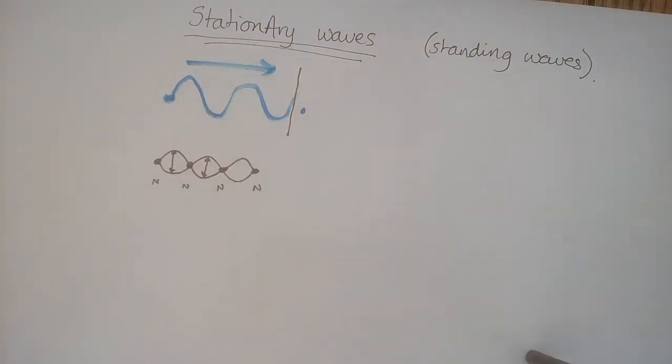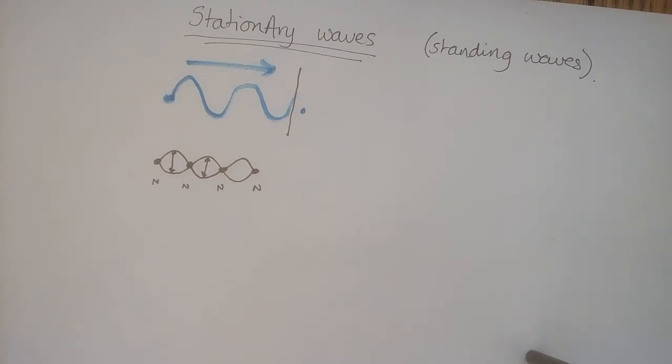Now, stationary waves have some similar bits to progressive waves. They've got a wavelength. They've got a frequency. They don't really have a speed because they don't travel anywhere, and they don't take energy from one place to another place. They store energy. So there are some differences, and you can read through your book all about them.